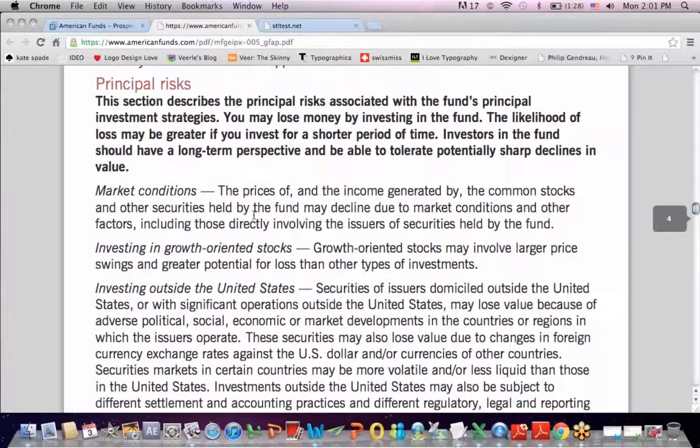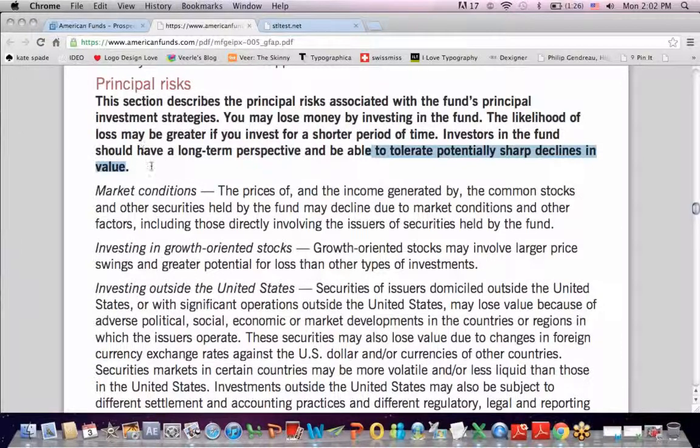Principal risks, you get this in every prospectus. You may lose money investing in the fund. Says the likelihood of loss may be greater if you invest for a shorter period of time. Because the goal of a mutual fund, as you see here, is to have a long-term perspective and be able to tolerate potentially sharp declines in value. And one thing that we've seen over the years is, particularly in recent years, the last 5 or 7, we get very sharp changes in stock values.